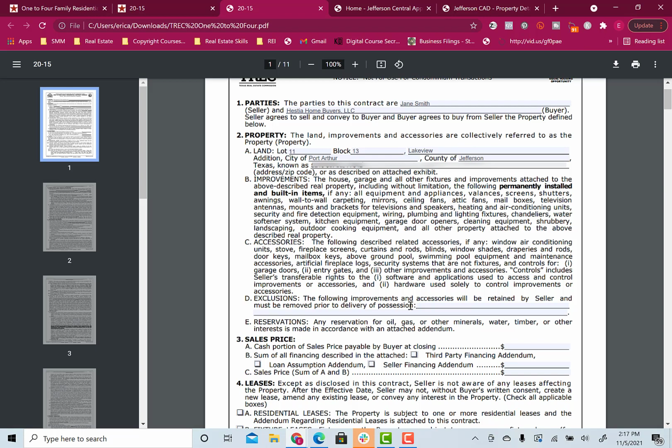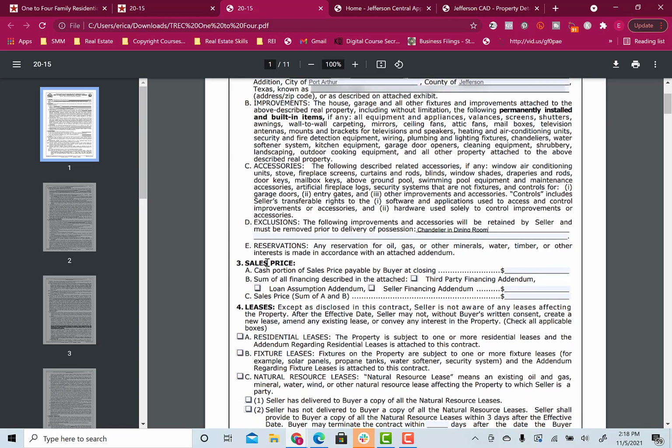If there is a specific exclusion that they want to take, they have a chandelier that they love that's a family heirloom or something, this is where you'd put it. So, chandelier in dining room is an exclusion.